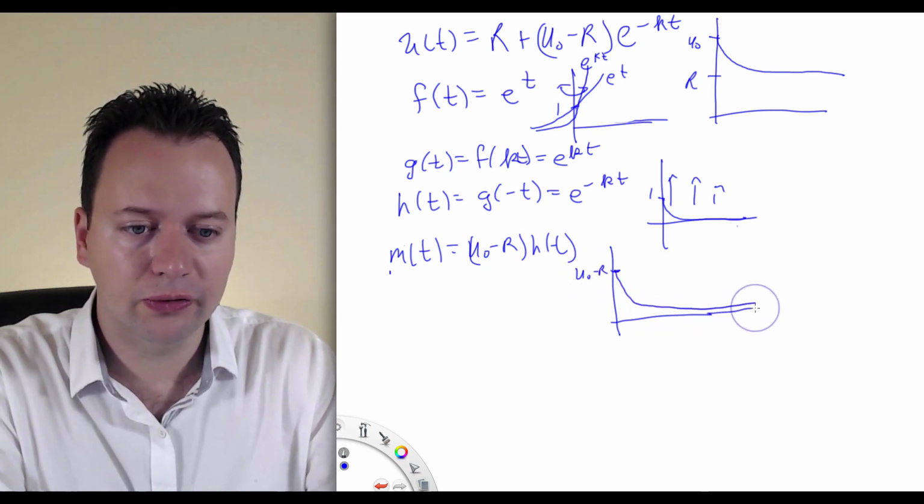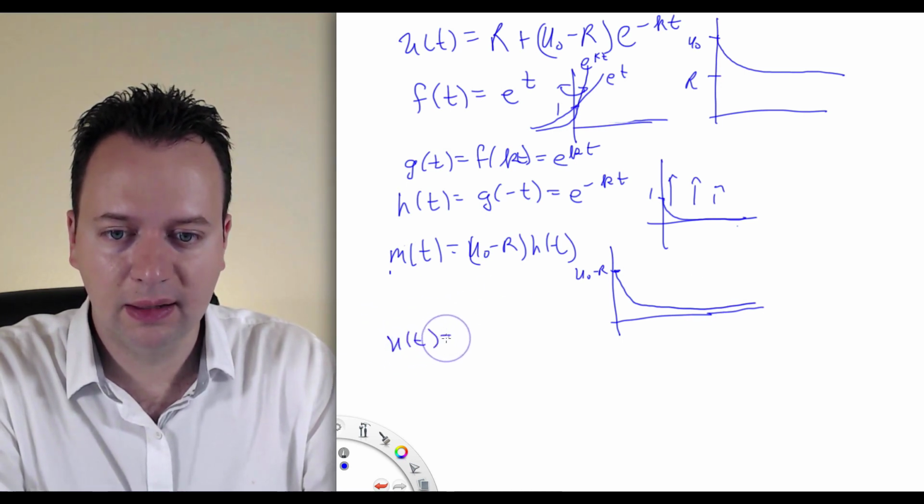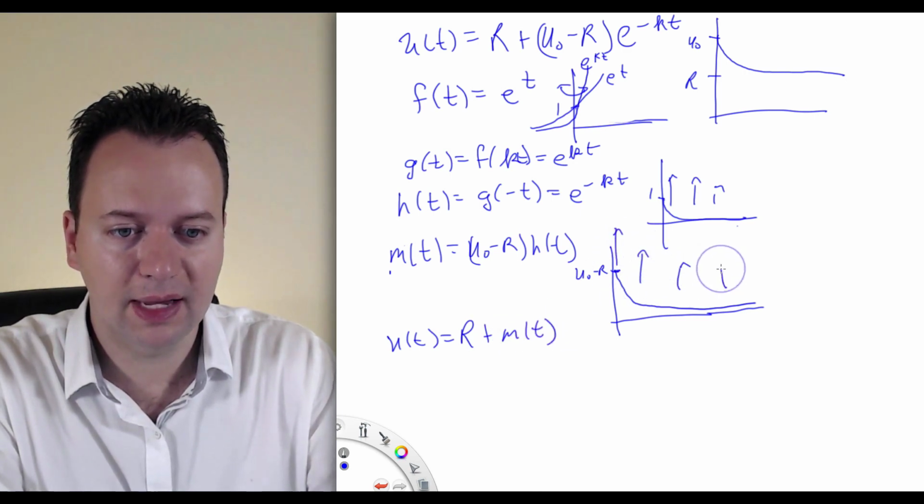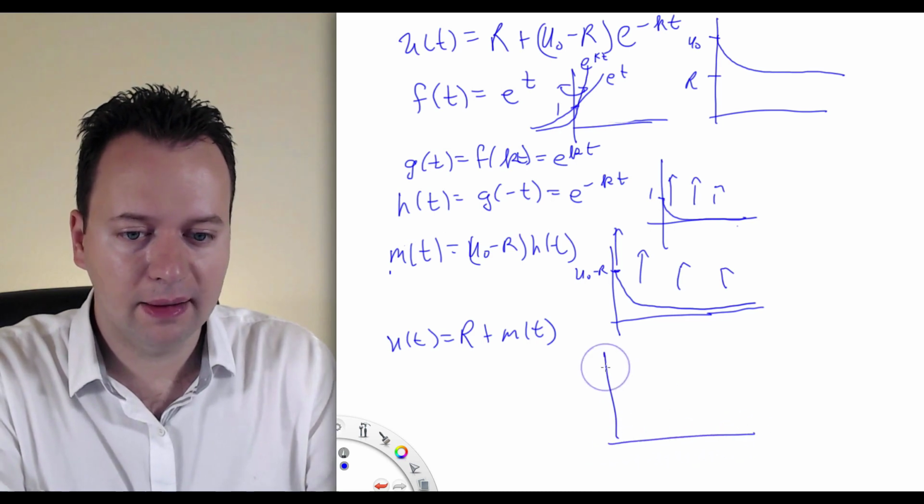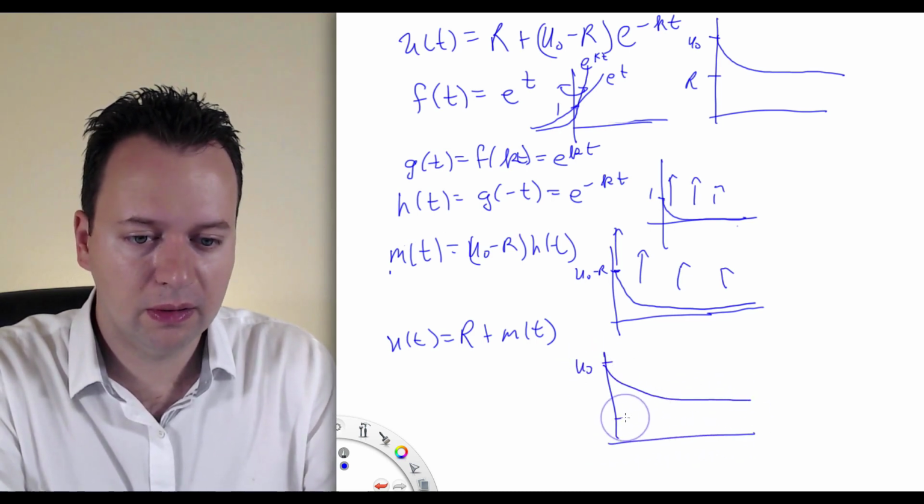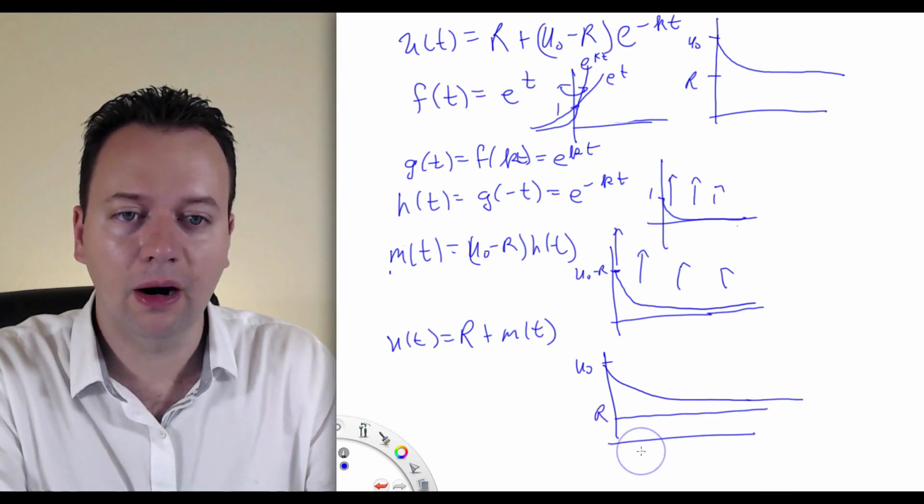So we did a vertical stretch. And then finally we added r to get to u of t is r plus m of t. So this is a vertical translation. Everything gets picked up by the same amount, and we're at something that looks like this. It starts at u0, and instead of decaying to 0, it decays to r.